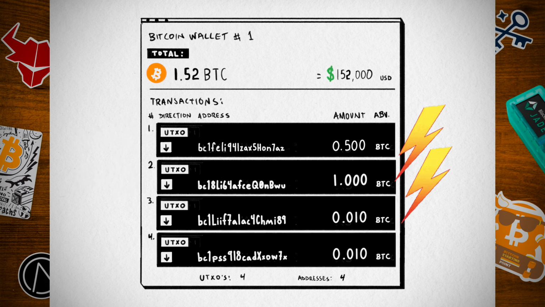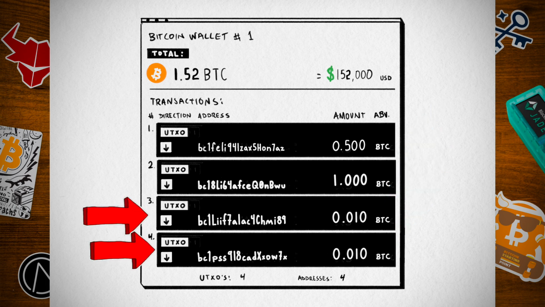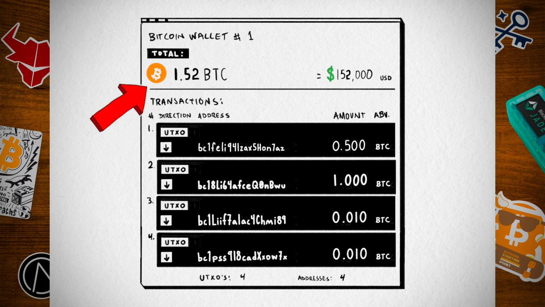Let's say you received 2 0.01 Bitcoin transactions or deposits. You now have 2 more UTXOs, each of them at 0.01 because they were 2 separate transactions, for a total of 4 UTXOs across your vault at 1.52 of your total Bitcoin wallet balance. These deposits will stay at these amounts until spent. Now that we know the basics, let's talk about spending them.